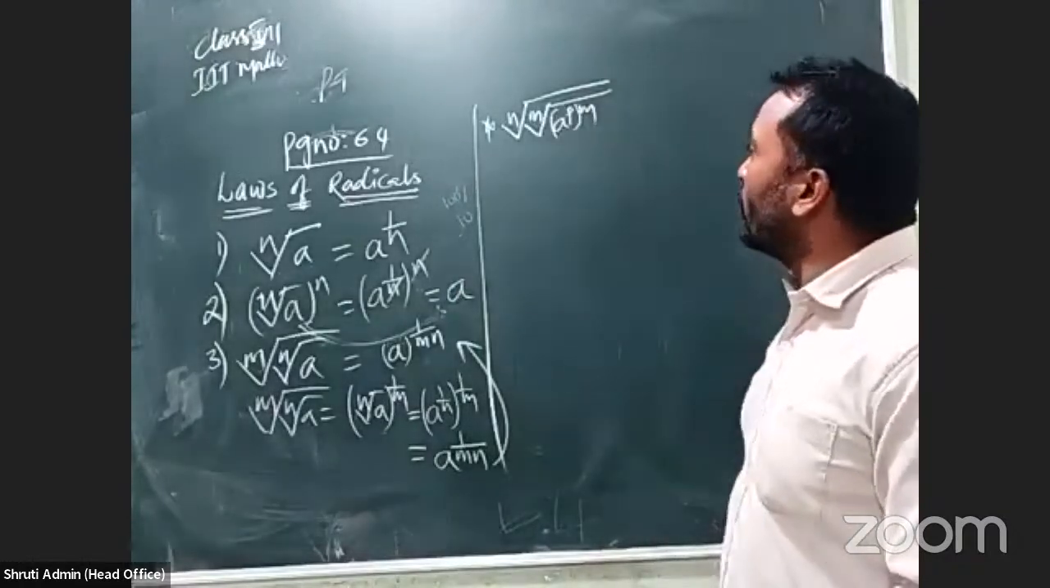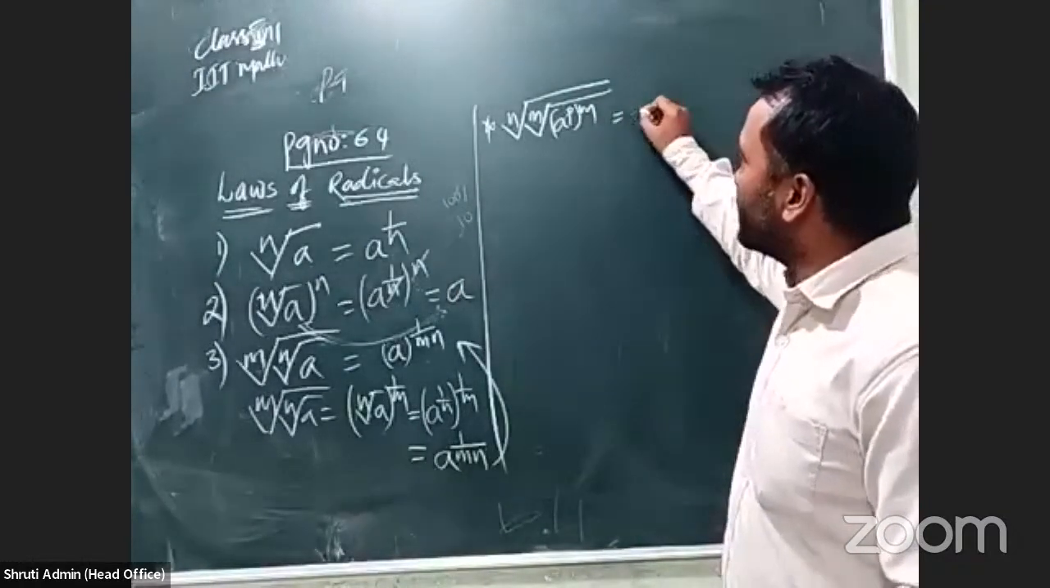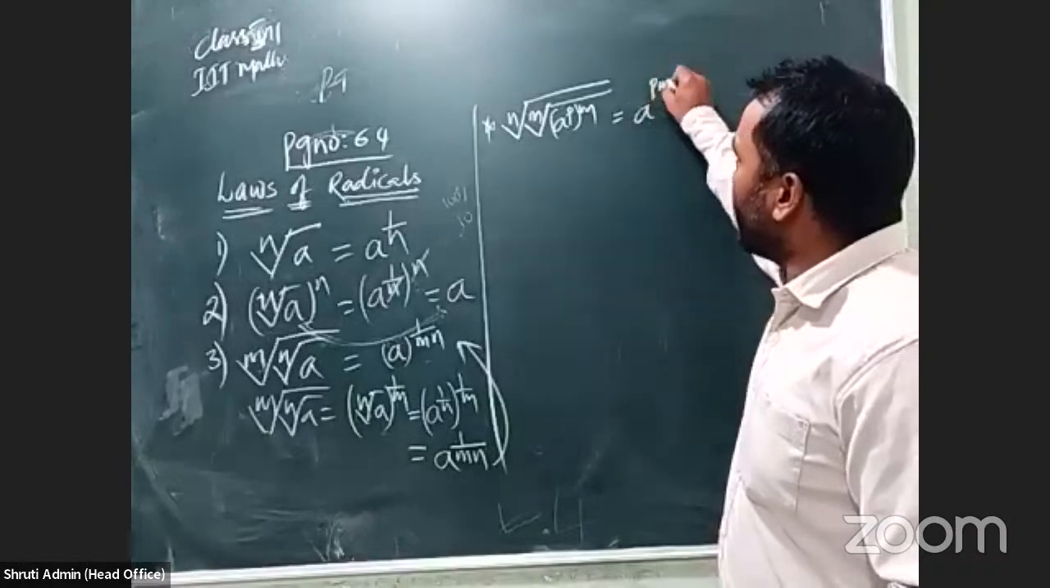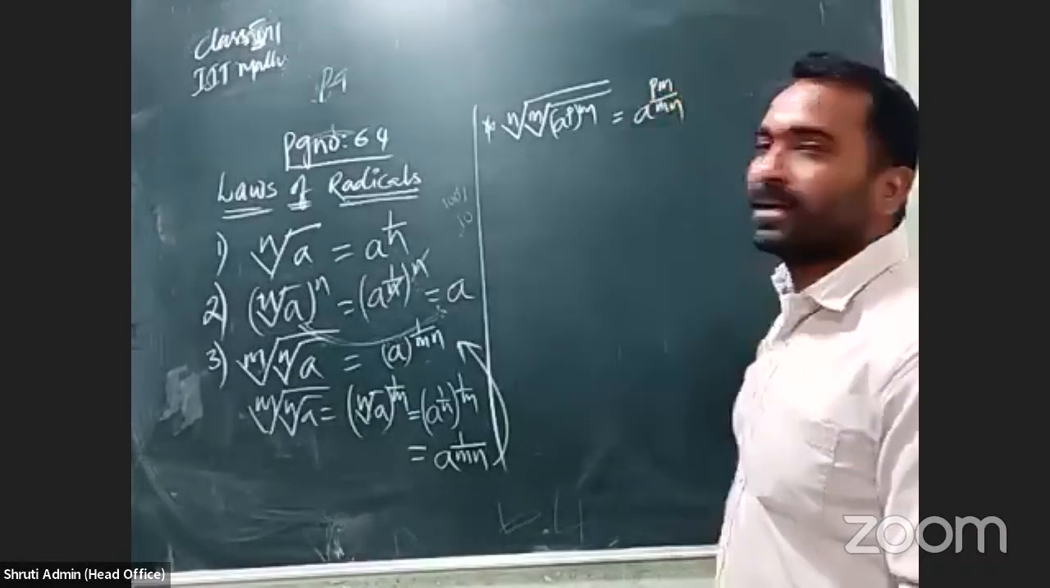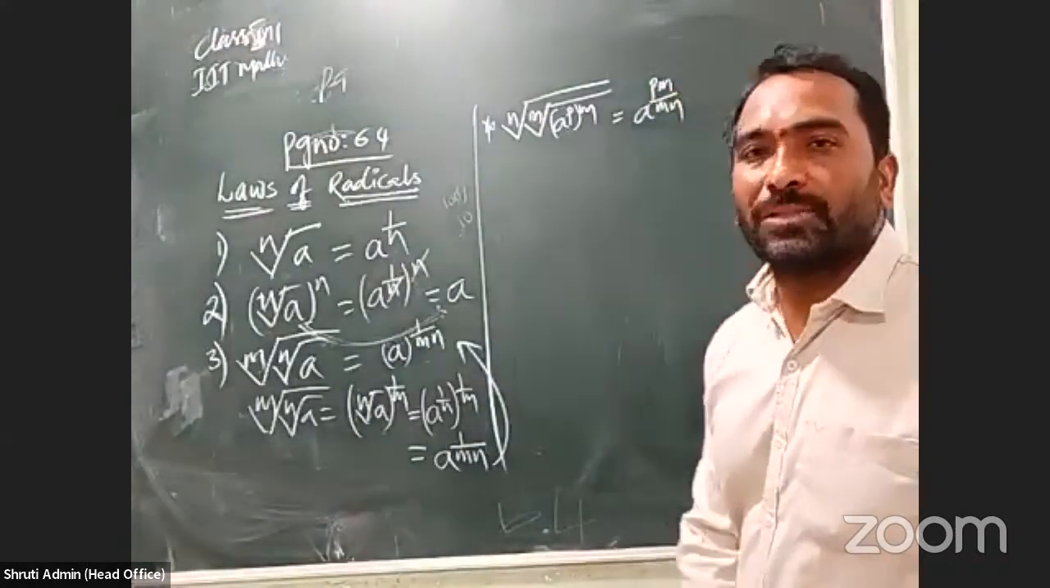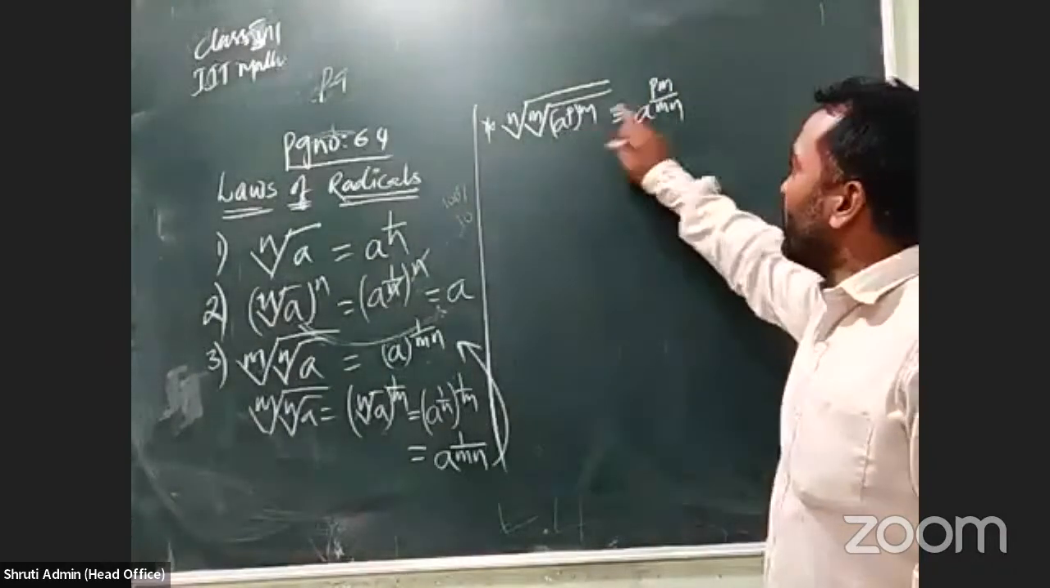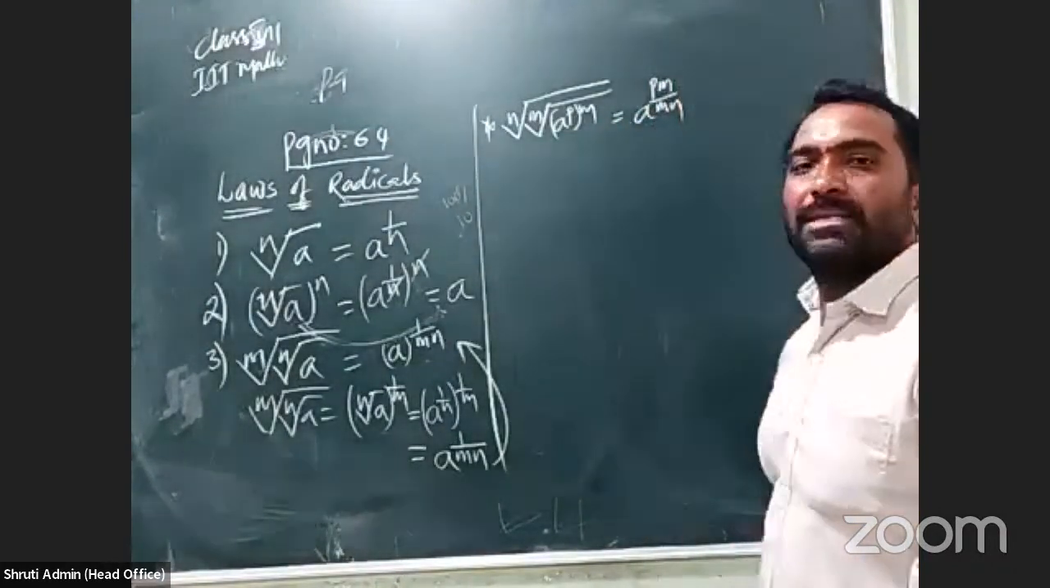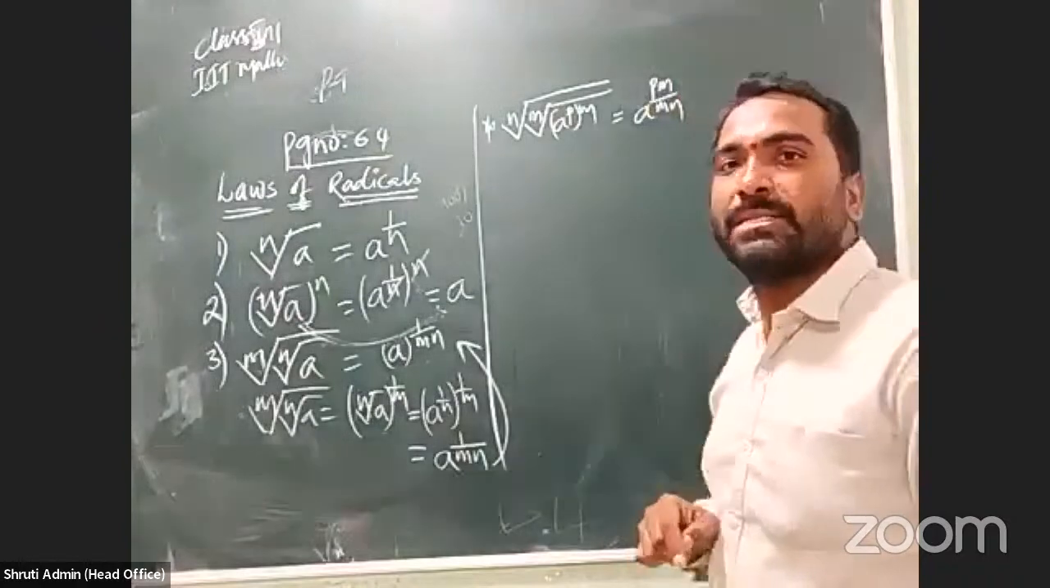Okay, a power p whole power m. So what is the process here? a power pm by mn. This is the shortcut. See, a power pm by mn is the shortcut. And what is the procedure, sir, for that?